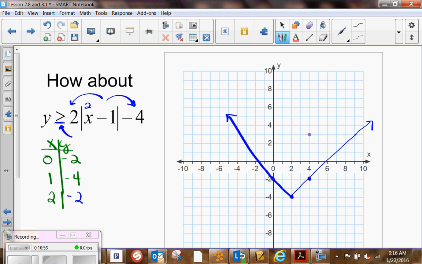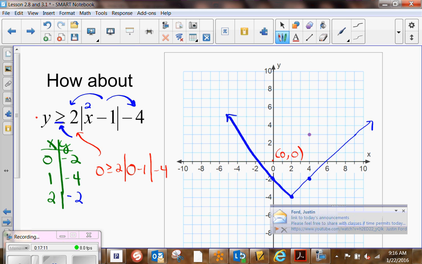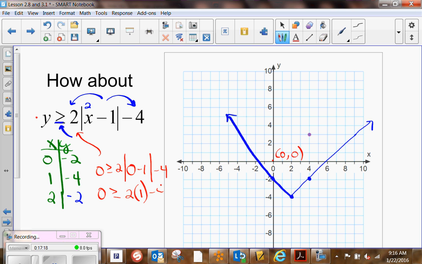Let's test our little friend, (0, 0), and see if he gets to play this time. So I'm going to stick (0, 0) into the original equation. So 0 is greater than or equal to 2 times the absolute value of 0 minus 1, minus 4. 0 is greater than or equal to 2 times the absolute value of negative 1, minus 4. 0 is greater than or equal to 2 minus 4, which is negative 2. And that is very true. 0 is greater than that.